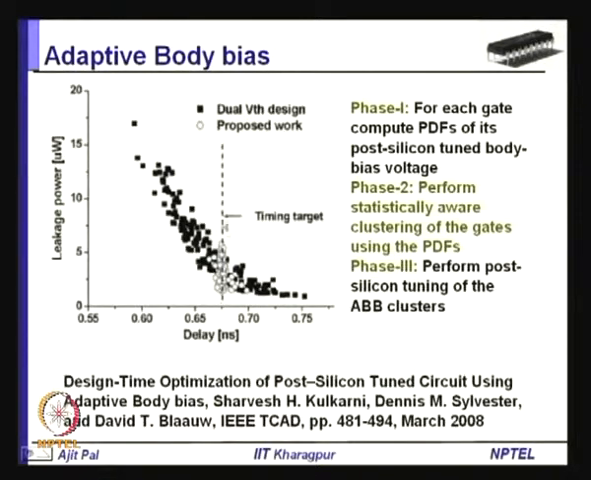This is somewhat similar to what has been proposed in this paper by the Dennis Sylvester group. They have used 3 phases. For each gate, compute probability distribution functions of its post silicon tuned body bias voltage. Then in phase 2, perform statistically aware clustering of the gates using these probability distribution functions. Then in phase 3, perform post silicon tuning of the adaptive body bias clusters, and by that you can have very good timing results compared to dual VT based design.